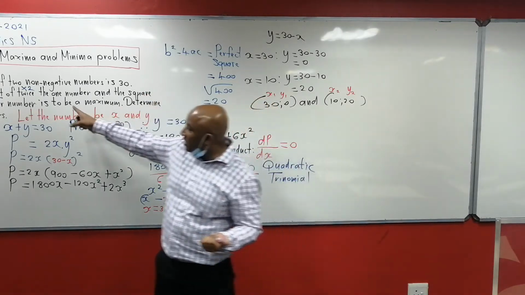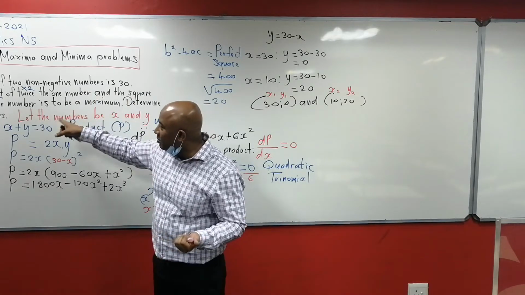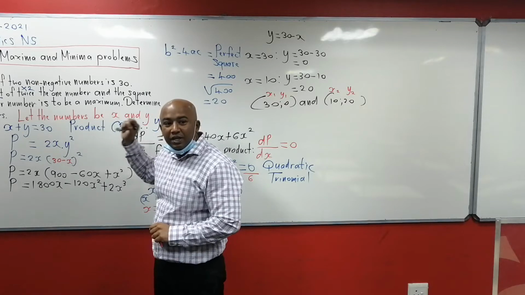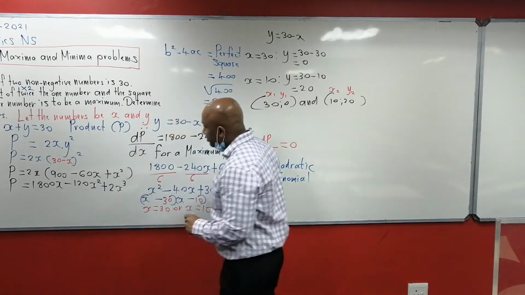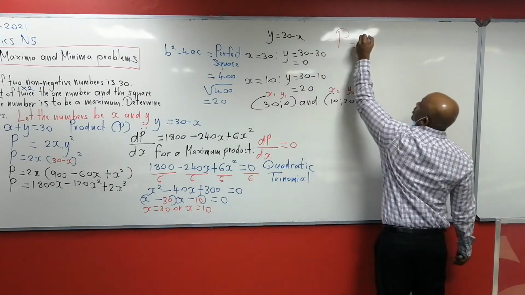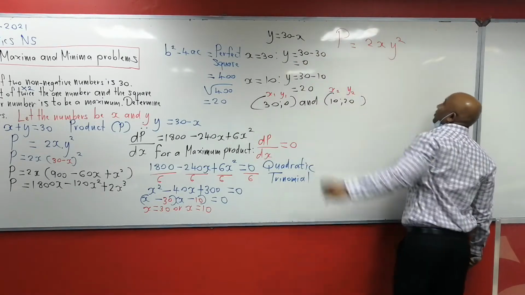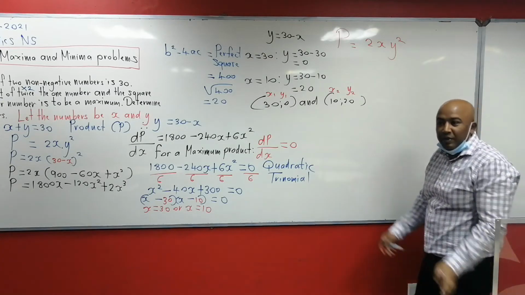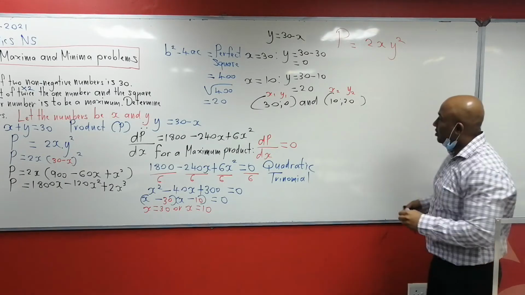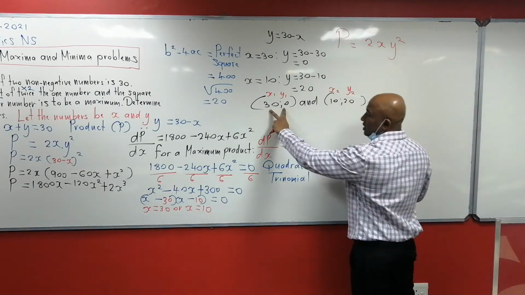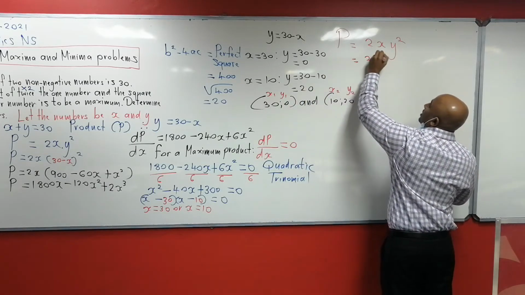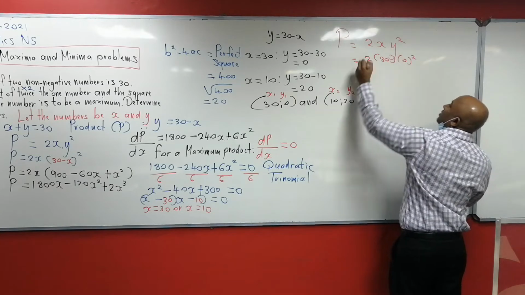Now the product of twice the one number and the square of the other number is to be a maximum. Okay, is to be a maximum. So what is the product? The product is 2x times y squared. That is the product. So we want to check which one will give us a maximum product here. So let's do this combination here. When x is 30, y is 0. So I've got 2 times 30 times 0 squared.